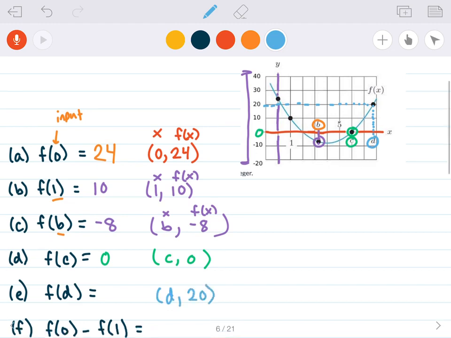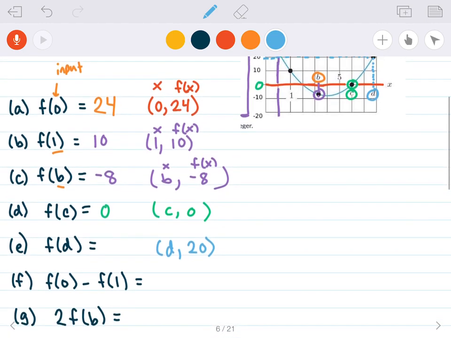Okay. All right. So the next one says, what is f of 0 minus f of 1? Well, that's easy because we have numbers now, right? We found in part A that f of 0 is 24, so we can just replace it because that's how equality works. F of 1 we found in part B is 10. So 24 minus 10 is just 14, and that's our answer. Okay. Oh, I forgot for part E. We should probably write 20 right there.